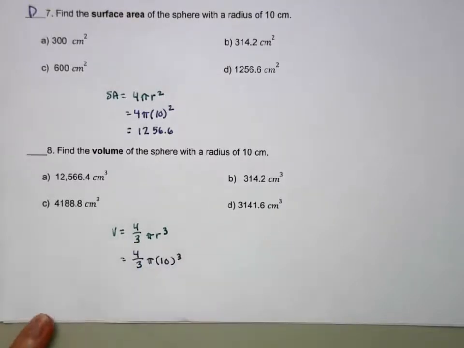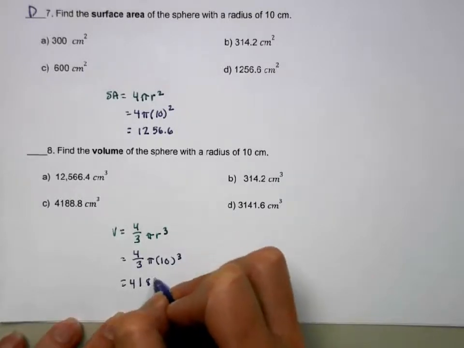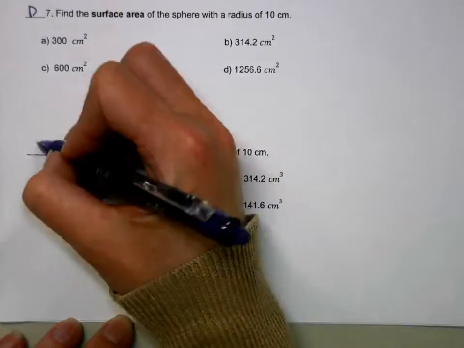Okay, plug our 10 into that guy, and we get 4188.8, which is option C.